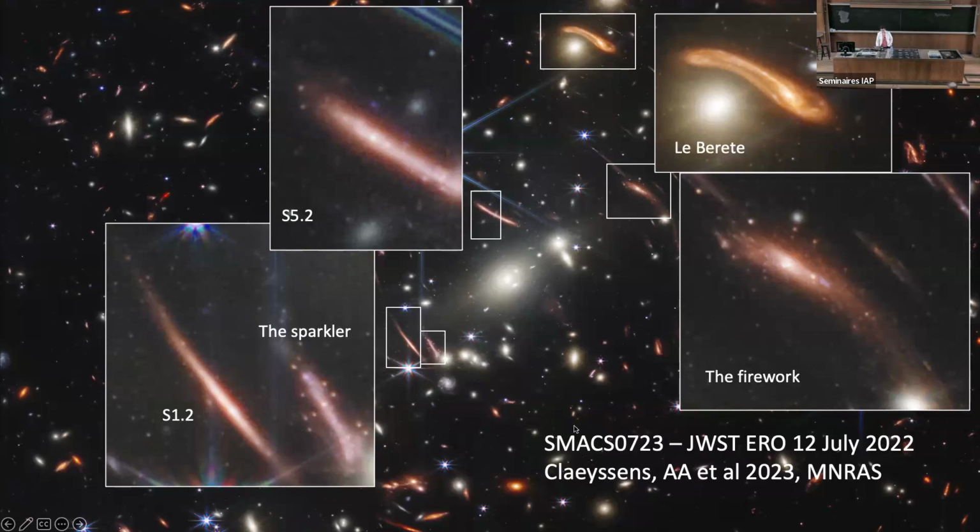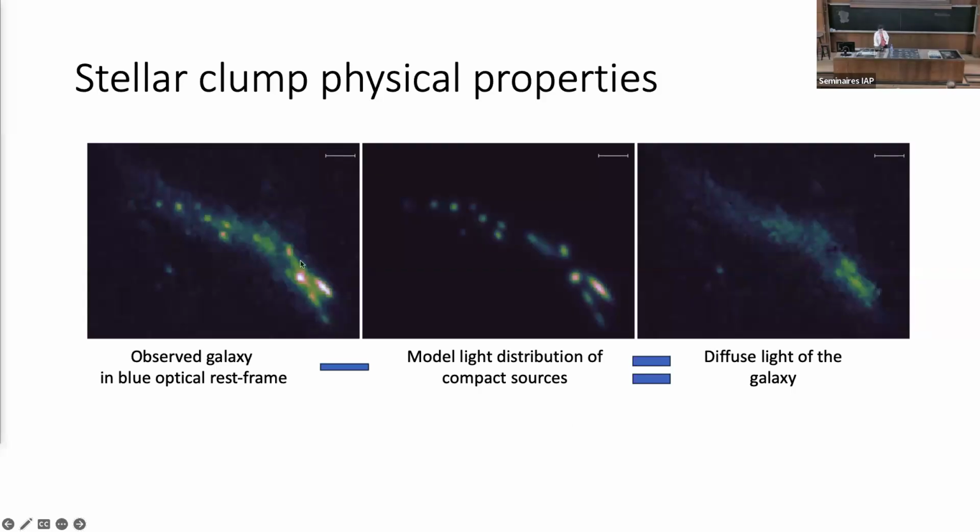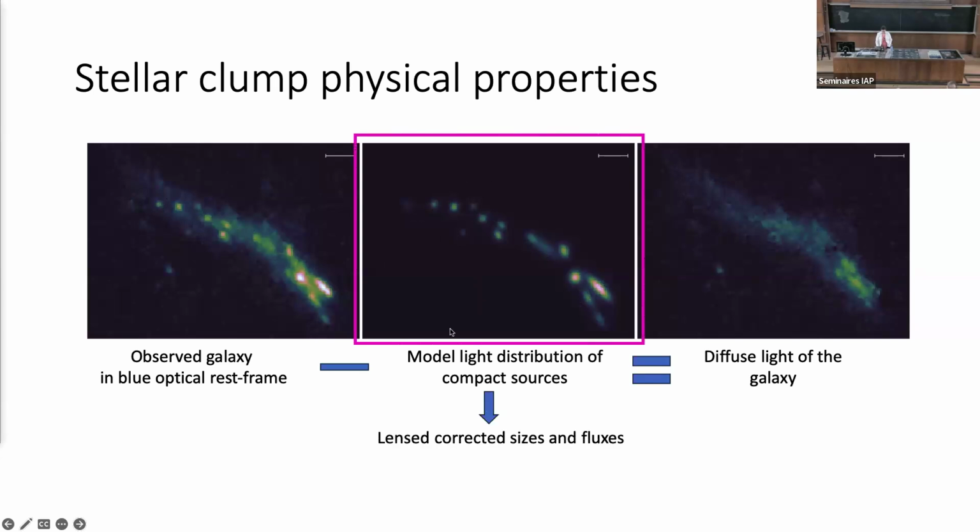So together with Adelaide, we have been looking at clumps in JWST images. And what we do, this is an example. Here you see a galaxy where there are little dots in it. And then we have created a fit of the light distribution here, and we have created a model. We have subtracted it; essentially, we have removed the diffuse light of the galaxy. This model is very important because it's giving us the lens-corrected sizes and fluxes of these clumps.